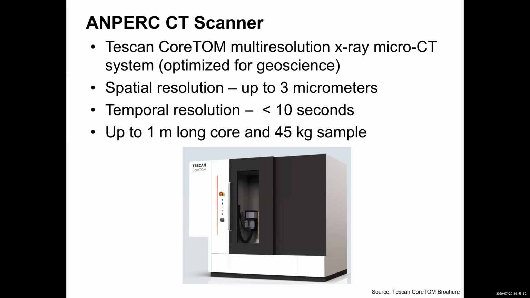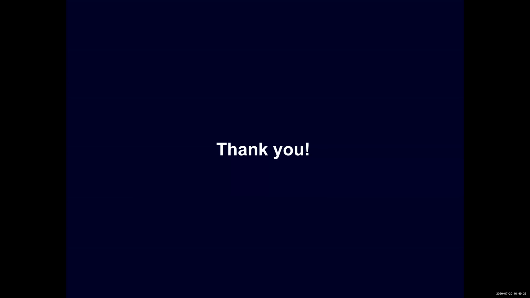At the Ali Naimi Petroleum Engineering Research Center at KAUST, we have a powerful multi-resolution X-ray micro CT, which has been optimized for geoscience applications. It can measure as small as 3 micrometers, and its temporal resolution is less than 10 seconds. What this means is it does a complete revolution of the sample and collects data for a full 3D image in less than 10 seconds. The micro CT can characterize samples from micrometer dimension up to 1 meter in length, and also up to 45 kilogram samples. And with this, I have reached the end of my presentation today.